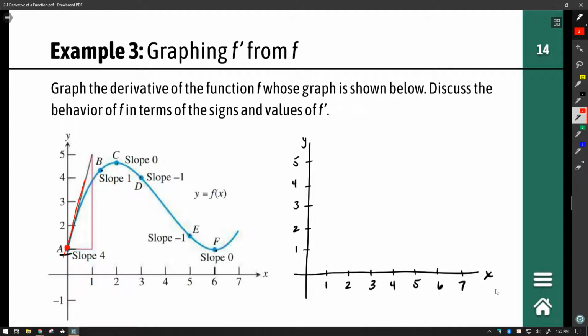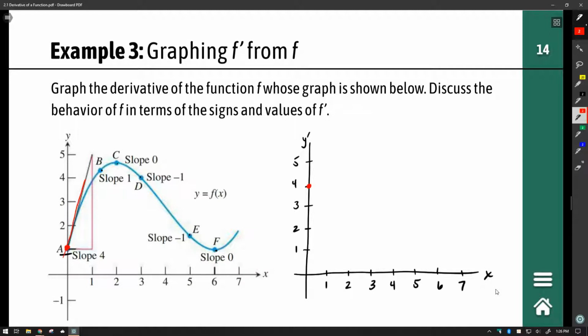So for the graph of f prime, we would want to go to 0. That's where point A is located on the x-axis. But instead of plotting the point where A is, we're going to plot the slope. That's what a derivative is. So 0, 4. And one issue I see here is this isn't y anymore. It's actually y prime. All right, let's move on to point B.